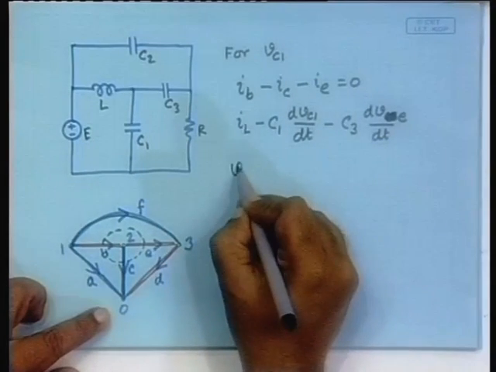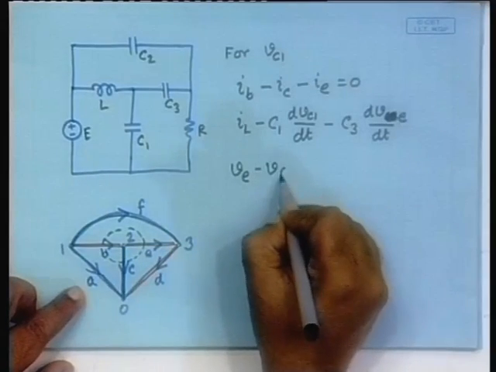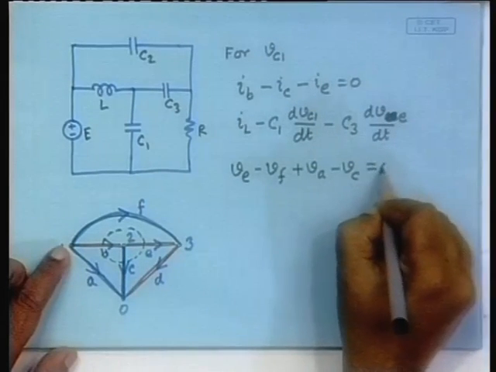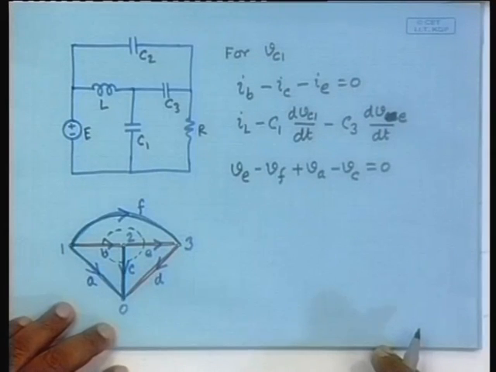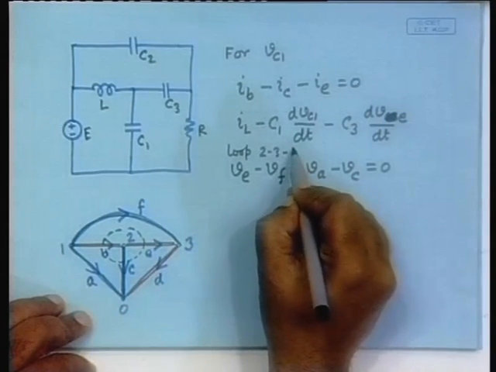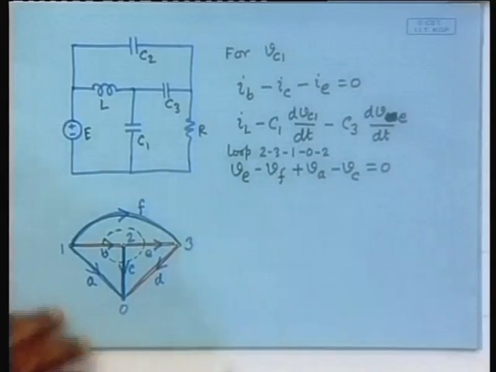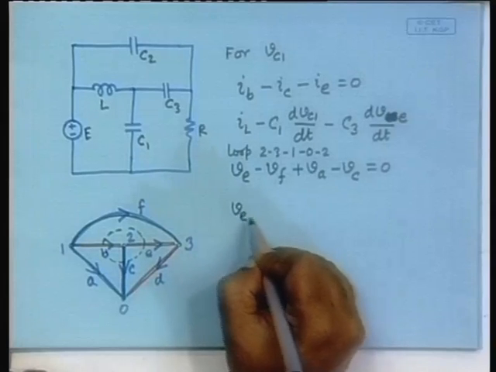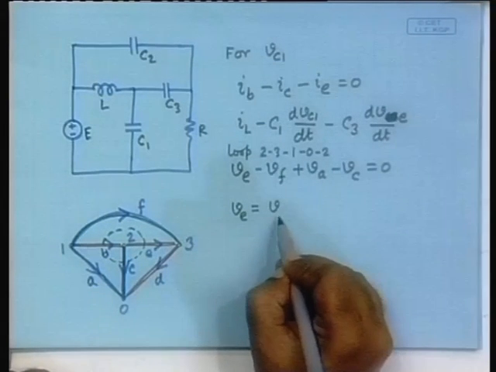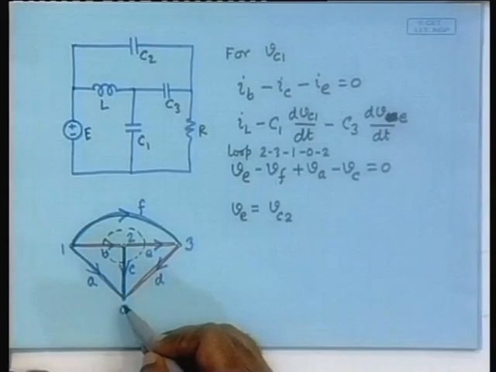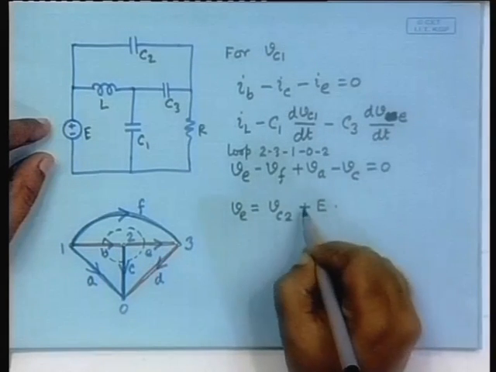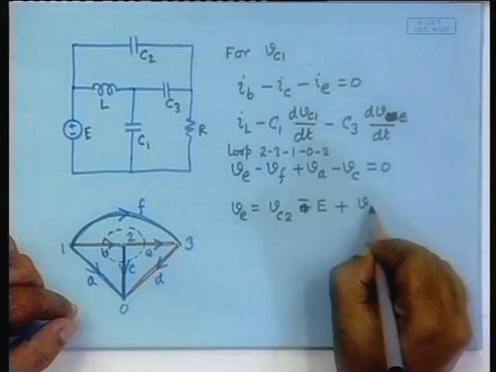So, let us start from here. V E minus V F, because it is in the opposite direction, plus V A minus V C is equal to 0, right. So, this is the loop 2, 3, 1, 0, 2. We have written this. V E I will put in the left hand side, and we will shift other things to the right hand side. So, V E is equal to V F. What is V F? V C 2, V A is E, and V C is done.